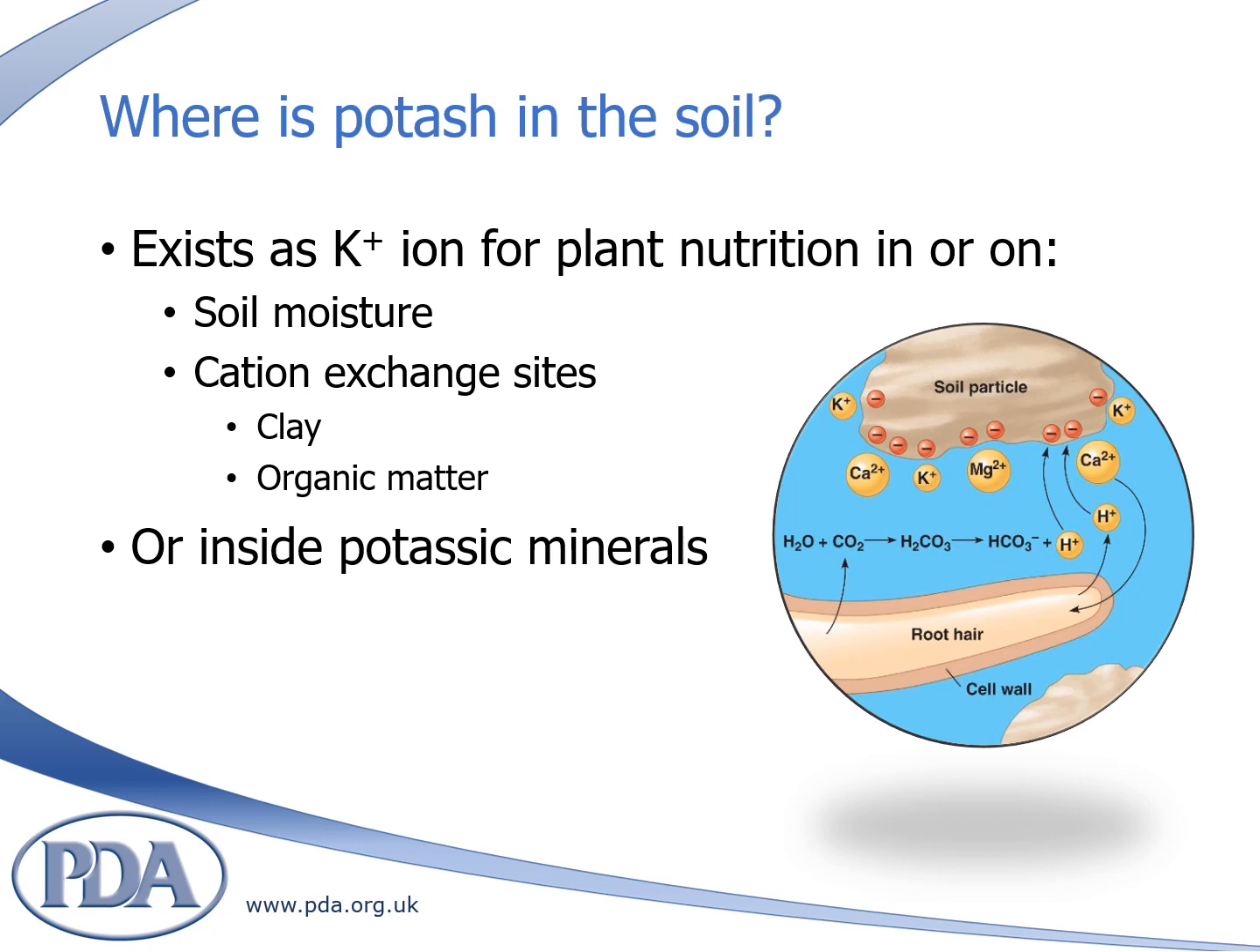Potassium cycle. Where is it? Potassium exists as K plus ion for plant nutrition in soil moisture, on cation exchange sites, and inside potassic minerals. The cation exchange sites in soil typically refers to the clay and organic matter.